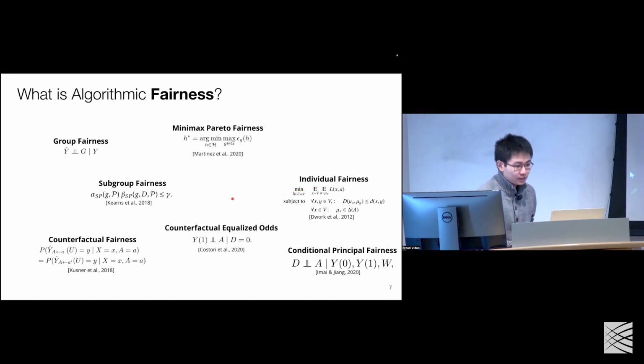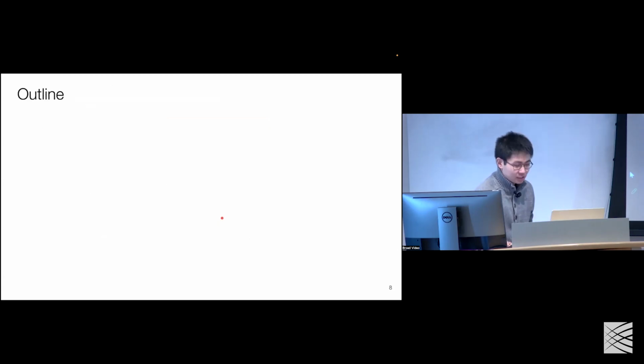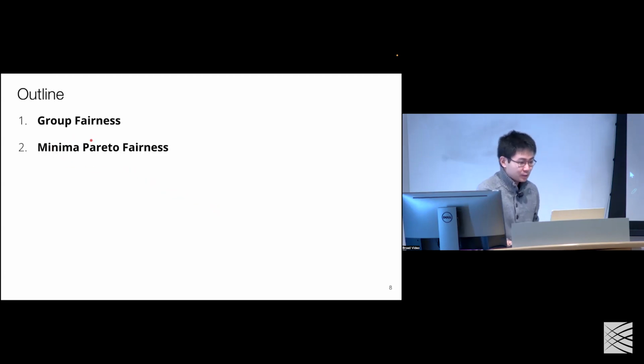And so today we will focus on these two definitions: group fairness, which is the most commonly used definition, and minimax spatial fairness, which we'll mostly have as an alternative to group fairness. And then the other definitions, there's many of them. Just keep in mind as we go through that these are not the only definitions that exist. Here's a roadmap for the rest of the talk. We'll start by defining what group fairness means, and then we will define minimax spatial fairness.